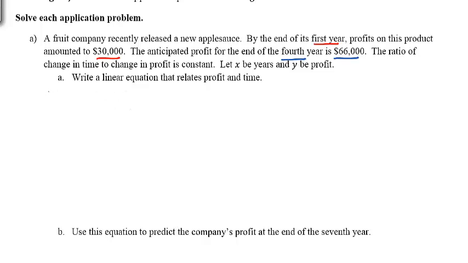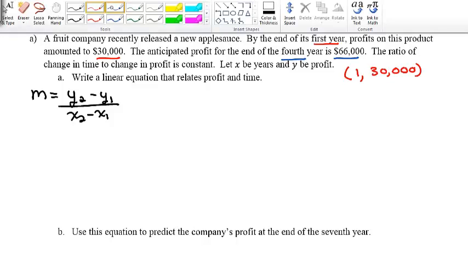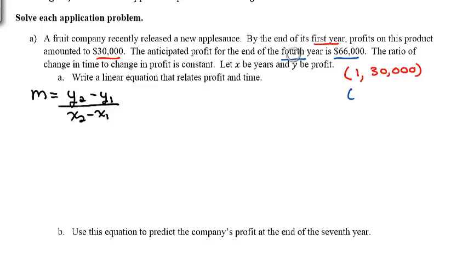And so now we want to write out this equation. The first thing that we need when we're writing the equation of a line is the slope, which is y2 minus y1 over x2 minus x1. And so let's just write out our points that they've given us. The first point is that at the end of the first year, so x is 1, our profits are going to be $30,000. So that's our first point. The second point is that at the end of the fourth year, so that's x equals 4, our profits will be $66,000, and so y is $66,000.